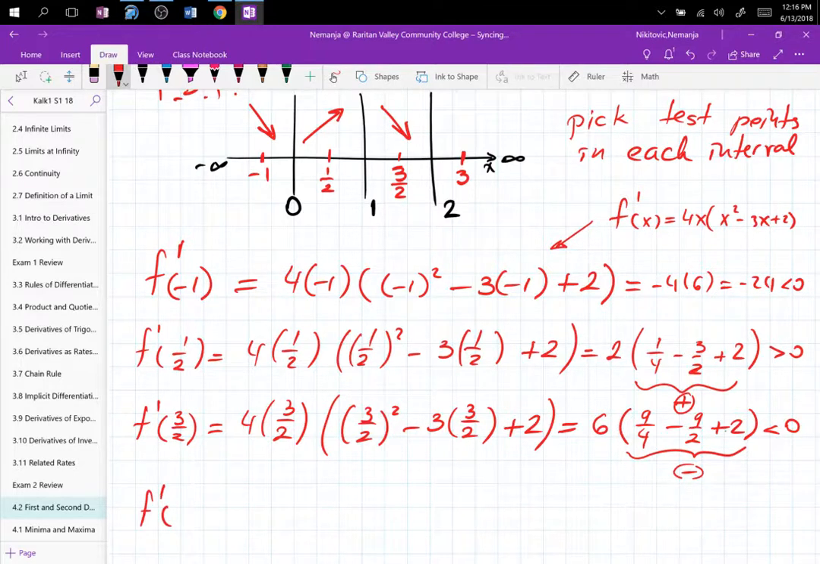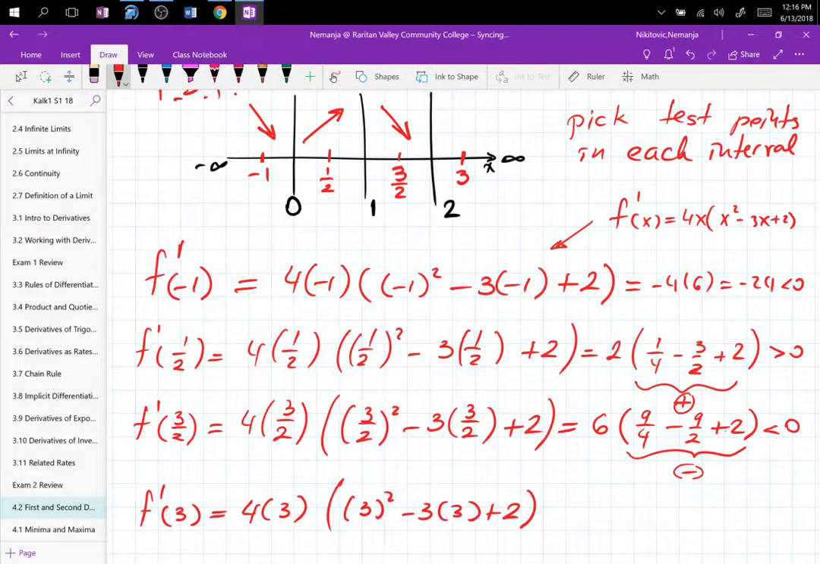And finally, f prime at 3 is going to be 4 times 3. And over here we have 3 squared minus 3 times 3 plus 2. 3 squared is 9, minus 9 is 0, so the whole thing is 24, which is larger than 0, so we have increase. Again, this is what your first derivative test is. So what you see on the screen now is the first derivative test. Stuff prior to that was looking for critical points, which is from the previous section.